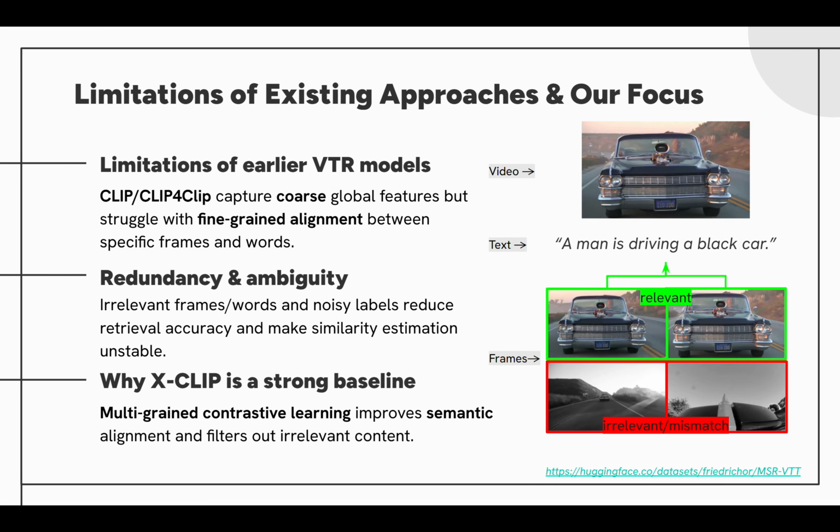For example, some of the earlier VTR models, such as CLIP and CLIP4Clip, capture coarse global features but struggle with fine-grained alignment across specific frames and words. This is caused, like mentioned before, by the redundancy and ambiguity in VTR, such as the irrelevant frames and words. Additionally, later on, we have another model called X-CLIP, which we find is a strong baseline as it introduces multi-grain contrastive learning, which helps improve semantic alignment and filters out irrelevant content.